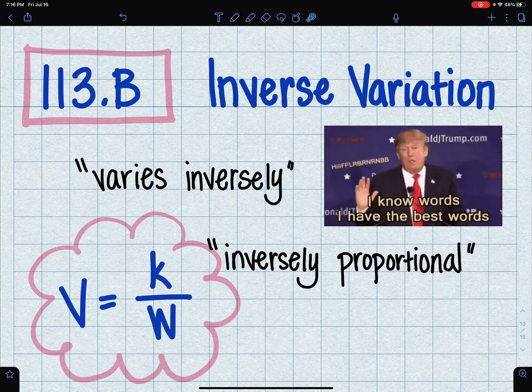All right, so the way you express that mathematically, Shadow, get out of there. Hey, get out of there, Shadow.